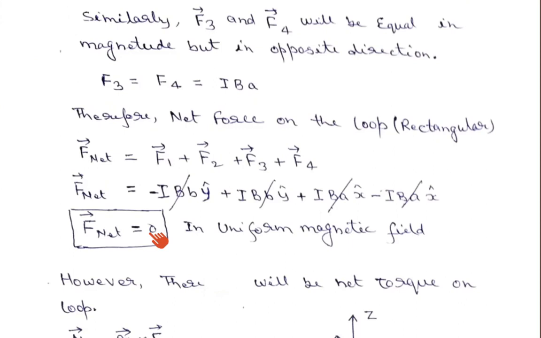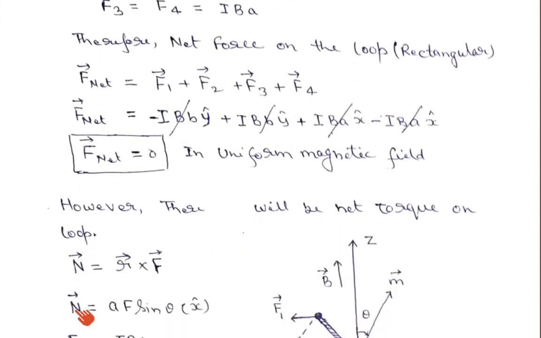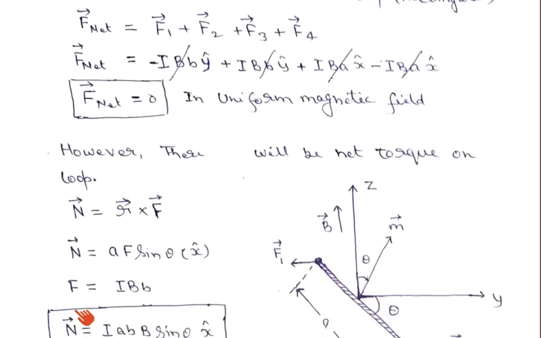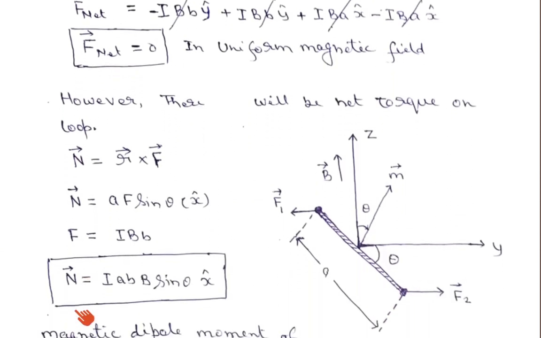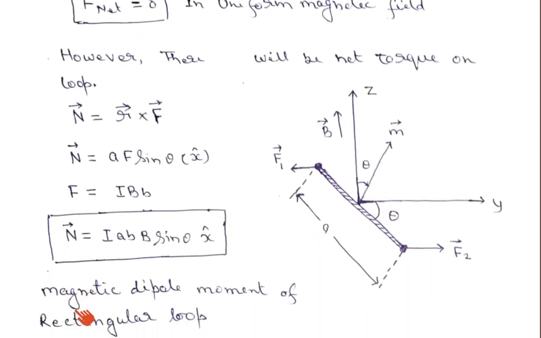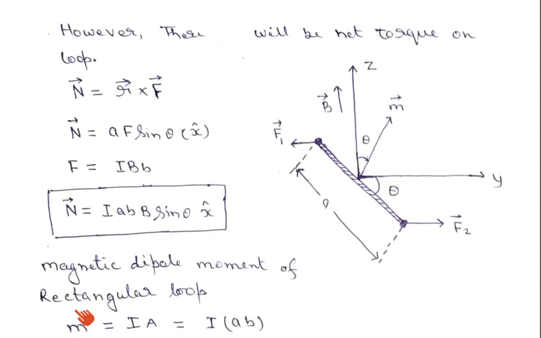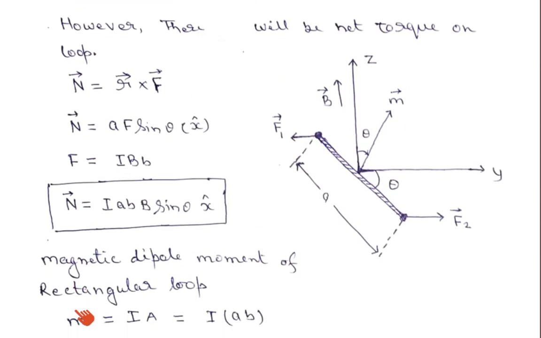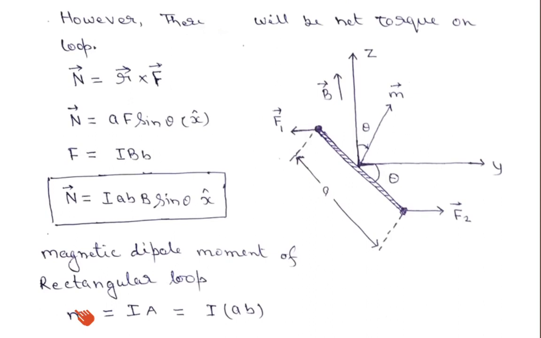However, remember here the net force is 0, but there will be a net torque on the loop. How will it be there? If we try to calculate the torque, what we have learned till now is that if a magnetic dipole is present in a uniform magnetic field, there will be no net force acting on the dipole, but there will be a net torque on the loop.